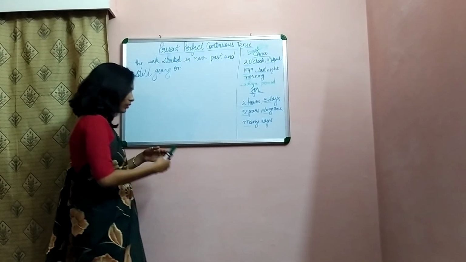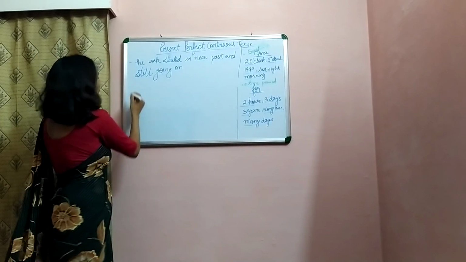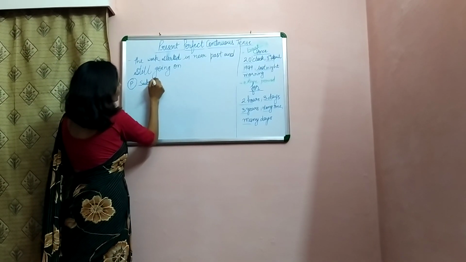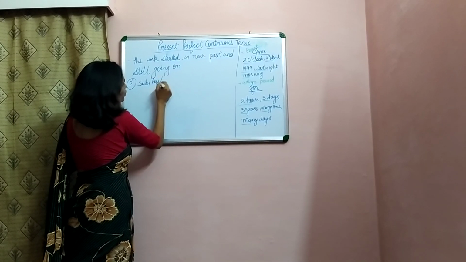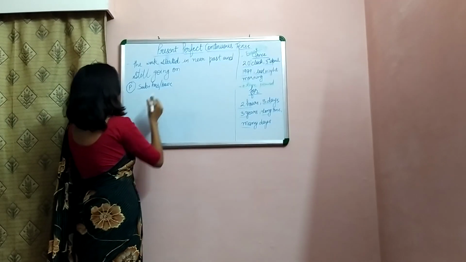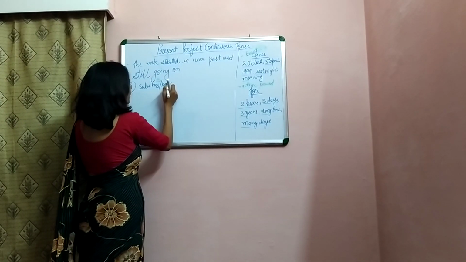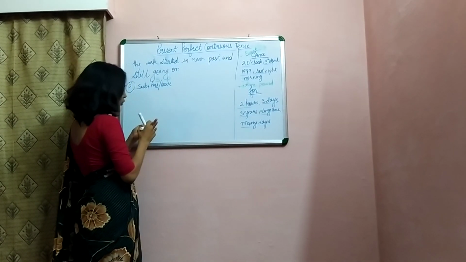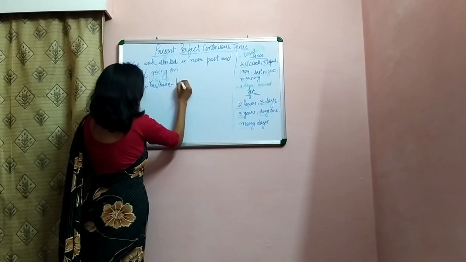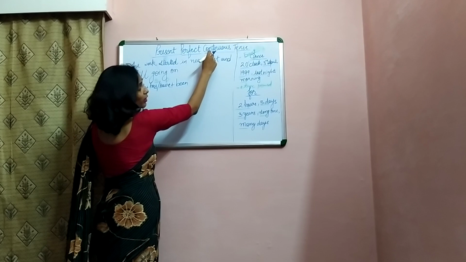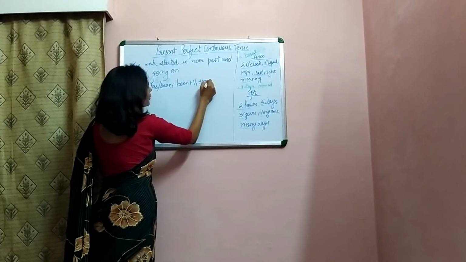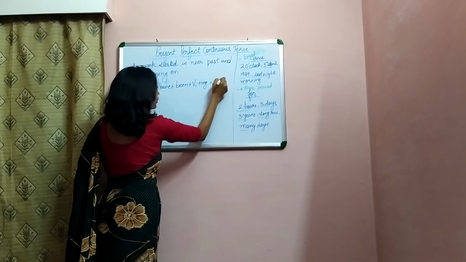So let's proceed with the rules of positive sentences, which will be like this: subject. According to the subject, we will use has or have. If the subject is singular, we will use has. If the subject is plural, we will use have. Plus been, to show that it is perfect continuous tense. Verb first plus ing followed by object.